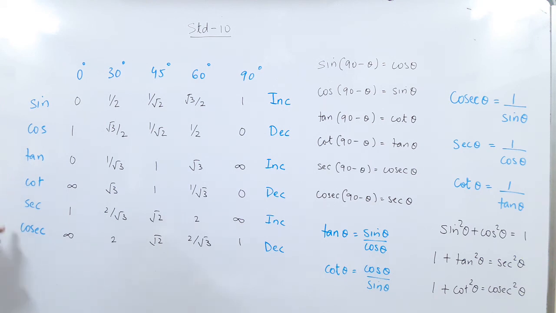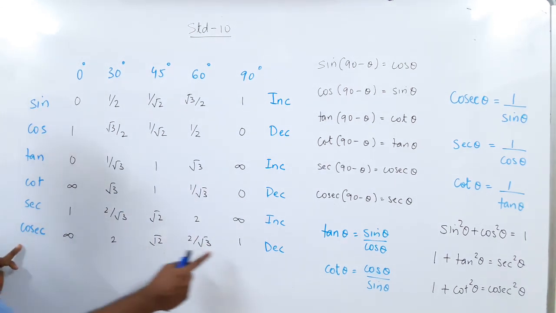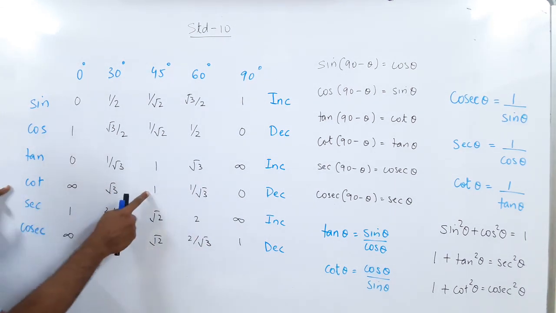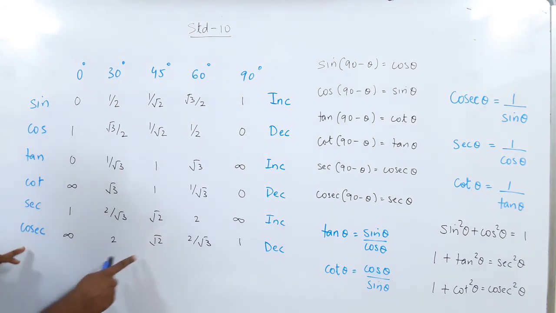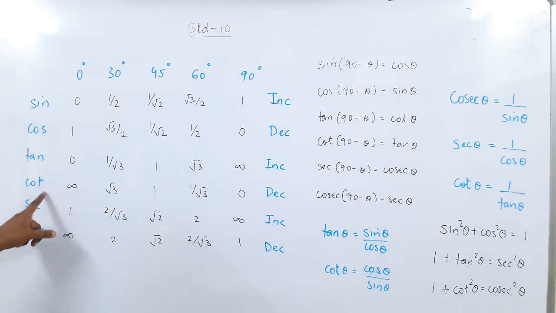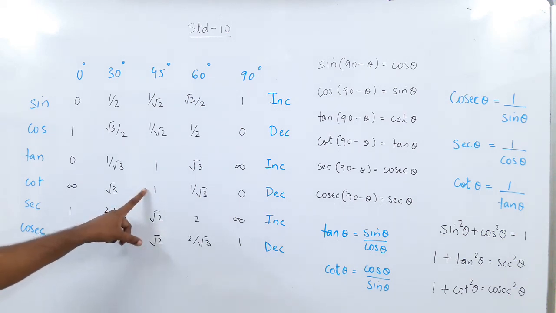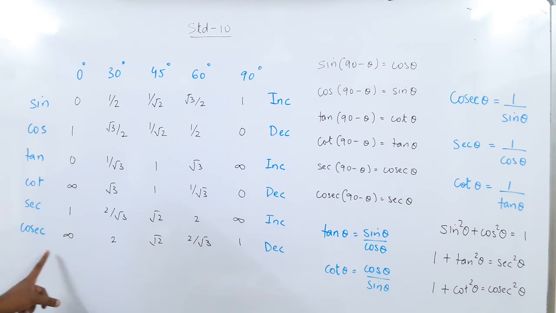Cot and cosec both are decreasing, but cot decreases up to 0, cosec decreases up to 1. So cot 45 is 1, but cosec 45 is root 2. Root 2 means 1.41. So cot is decreasing faster. You can see cosec at 45 degrees has the value 1.41. This is 1. So which is greater? Cosec is greater. Means the decrease is smaller. Cosec is decreasing slower than cot, and cot is decreasing slower than cos.